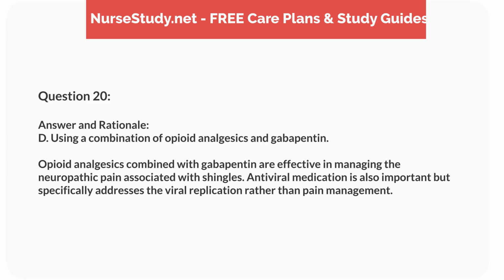Answer and rationale. D. Using a combination of opioid analgesics and gabapentin. Opioid analgesics combined with gabapentin are effective in managing the neuropathic pain associated with shingles. Antiviral medication is also important but specifically addresses the viral replication rather than pain management.